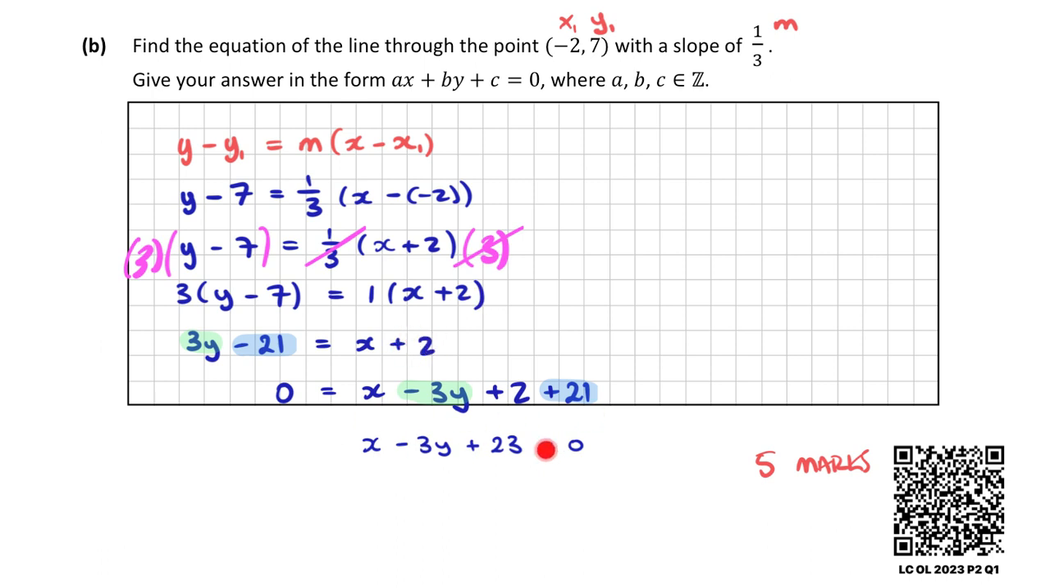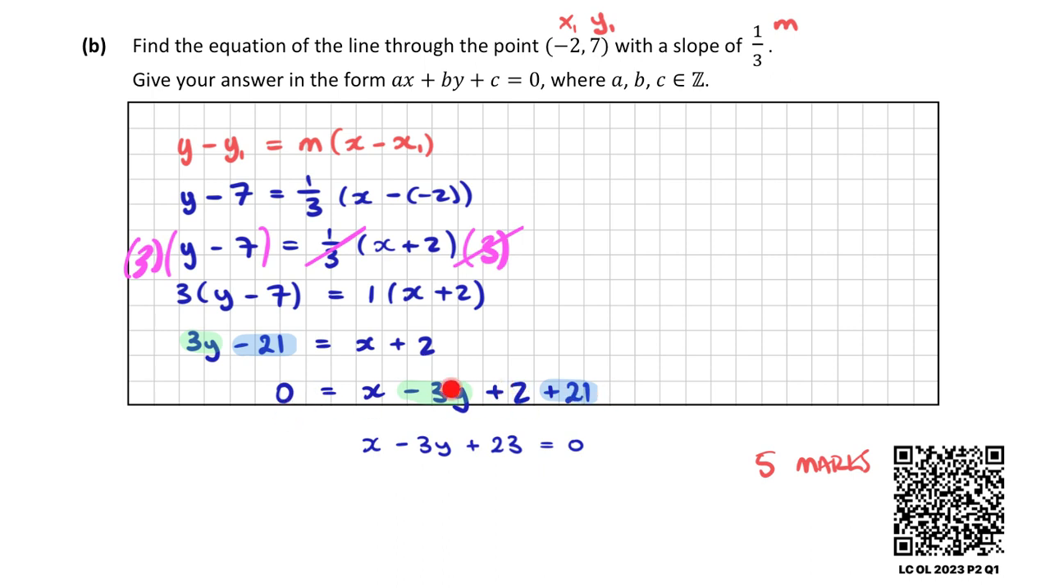And now the last part is just to order it all so that we get our x's first, our y's second, and our numbers last. So what I did was I brought everything to the right hand side because the x was here. I brought the 3y over and it became a minus 3y. I brought the negative 21 over and it became a positive 21. The plus 2 was already on the right hand side, so that stayed as plus 2.